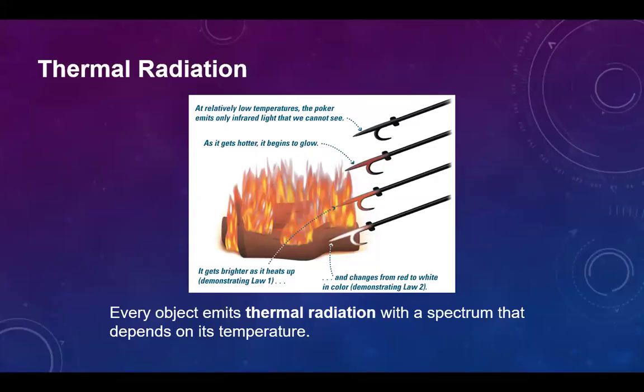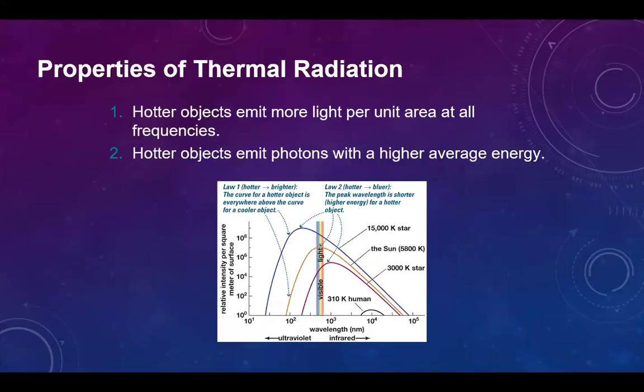You might also notice if you're buying lights or looking at lights, they'll be rated with a temperature in Kelvin. That's because they're trying to match the spectrum emitted at that temperature. So hotter objects emit more light per unit area at all frequencies, and hotter objects emit photons with a higher average energy. So those two facts combine to let you determine the temperature of the object.